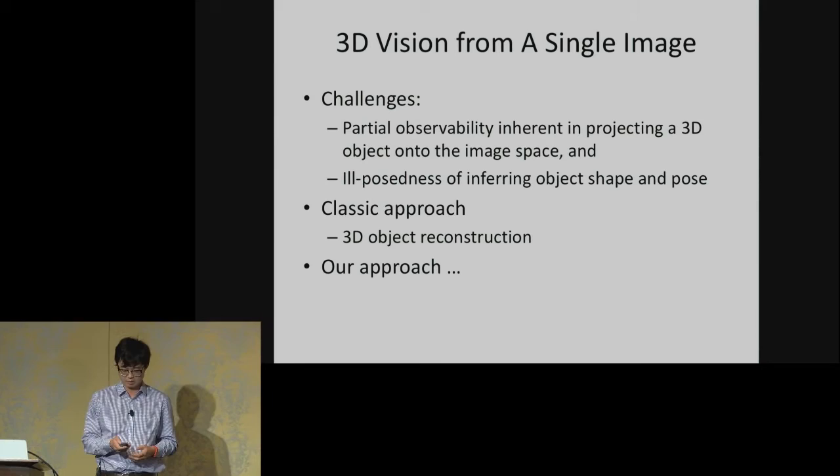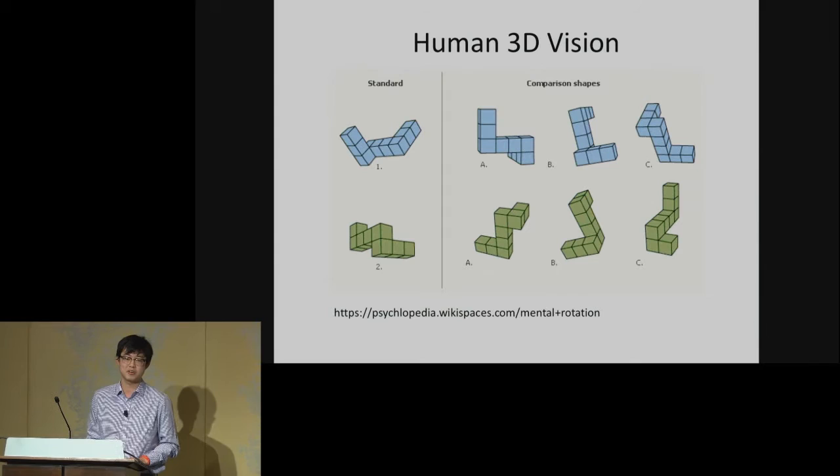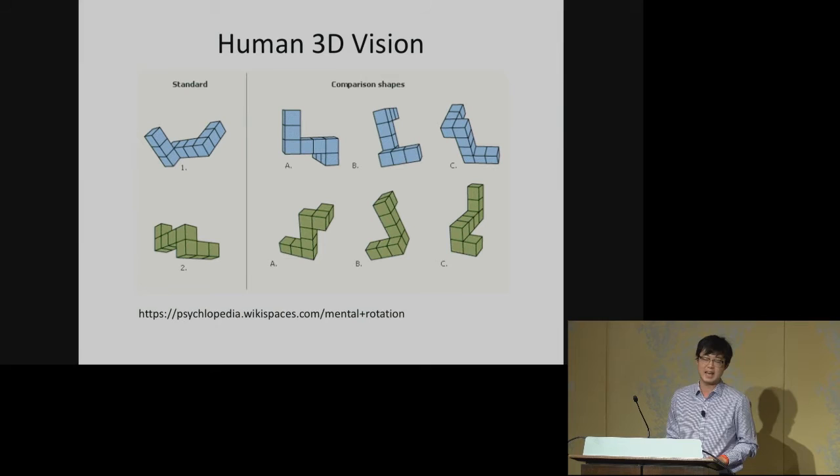Before that, I would like to play with this small human vision test. Given the two objects in the left row, the blue one and the green one, could you guess which is the best match in A, B, and C?